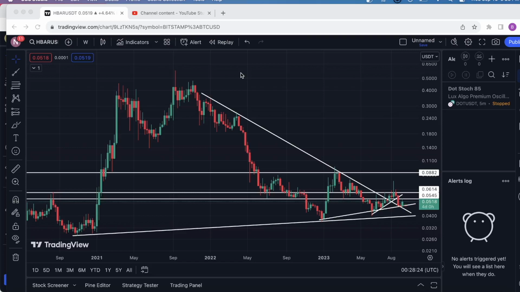Just going to take a look at Hedera. I'm currently on the weekly time frame, but before I get into the details, a couple things.